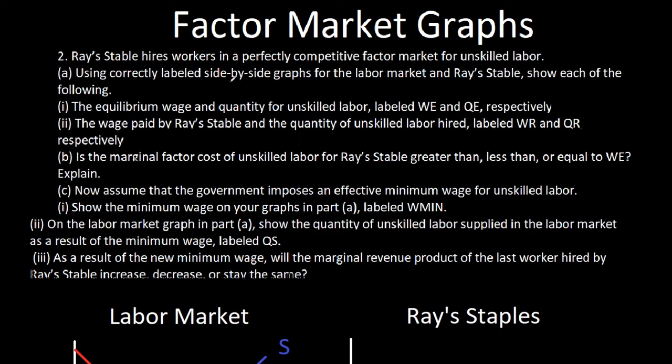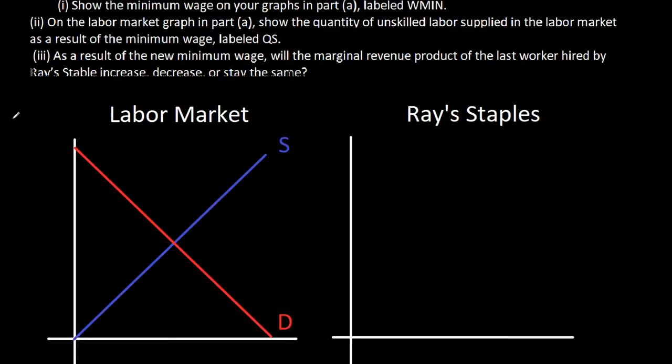Look at part A: draw a correctly labeled side by side graph, which I've already done for the labor market. You have to label in the title the labor market and Ray's Stables, or you can just write firm. When also labeling the axis, we have to remember for labor markets that this isn't price. This would cost you some points. This is instead wage, your wage rate for both graphs, along with some zeros, and then your regular quantity. But this is important, don't confuse this with price.